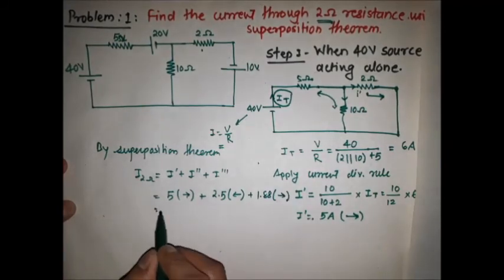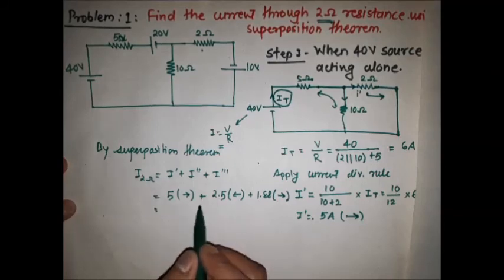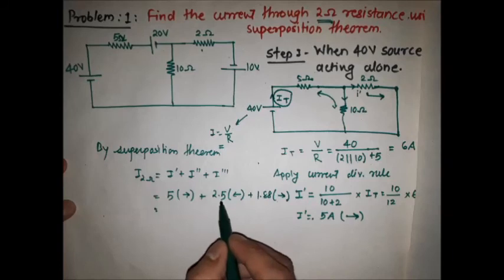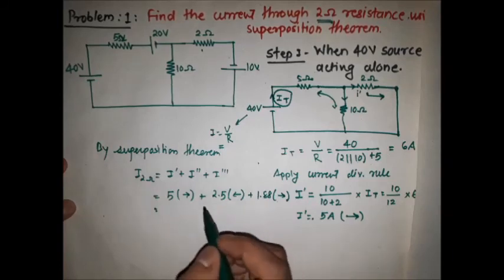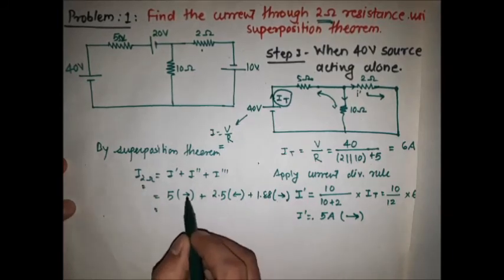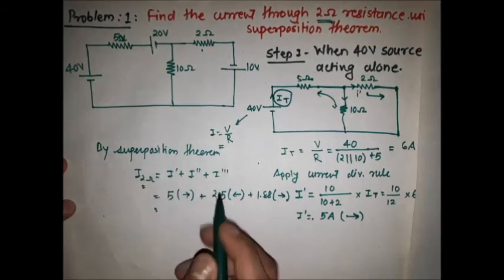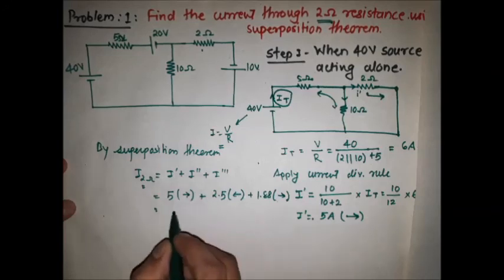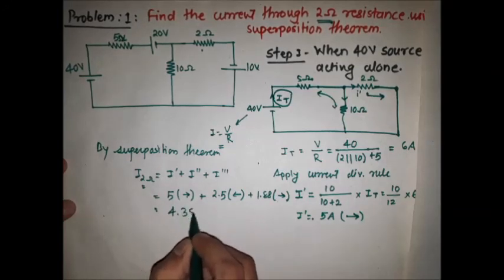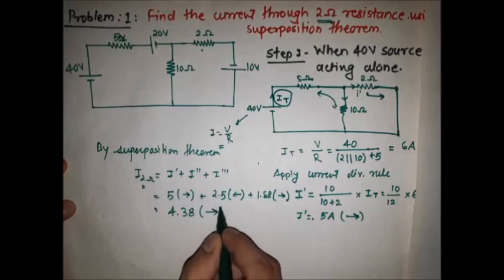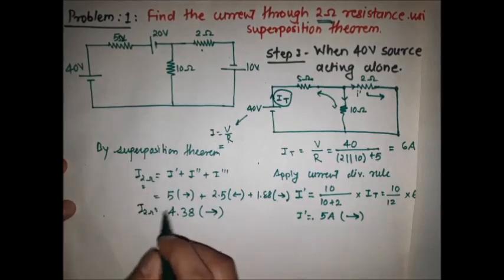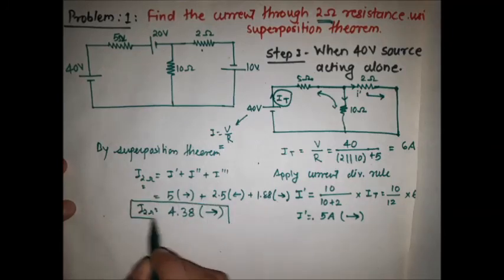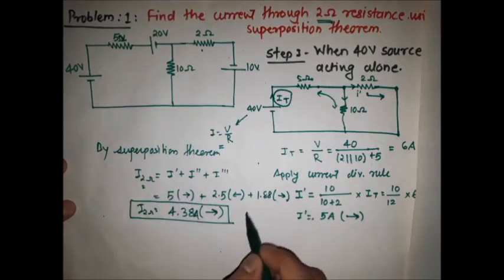Now we add the currents which are in the same direction and subtract the current which is in the different direction. So 5 plus 1.88 minus 2.5, and we give the direction of the final current as that of the higher magnitude. So 5 plus 1.88 minus 2.5 equals 4.38 in the direction to the right hand side, because the higher current is 5 plus 1.88. So the current through the 2 ohm resistor is 4.38 ampere. This is the final answer.